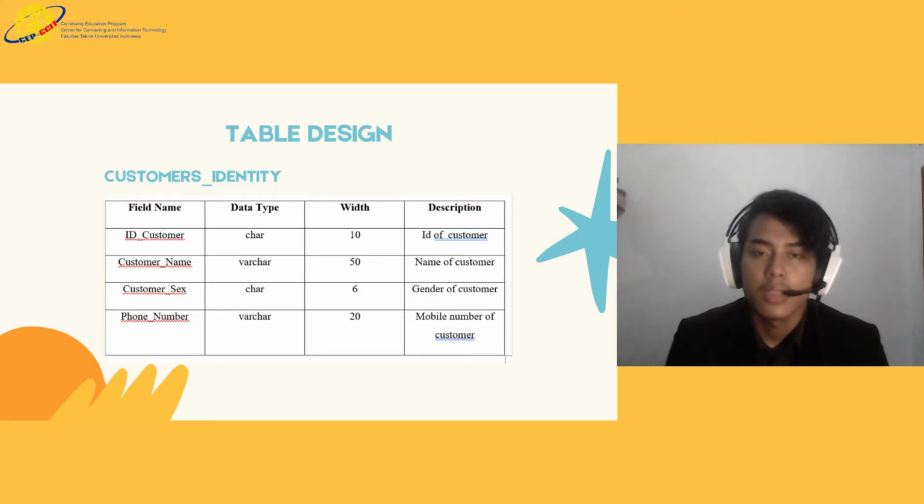This is the specific table design for customer's identity. We have ID customers with char type, and the width is 10, and the description is ID of customers. Then we have customer's name, which is the name of the customers. It is in varchar type, and it has a 50 width range. Next we have customer sex. It is the gender of the customer. It is in char type with a width of 6.